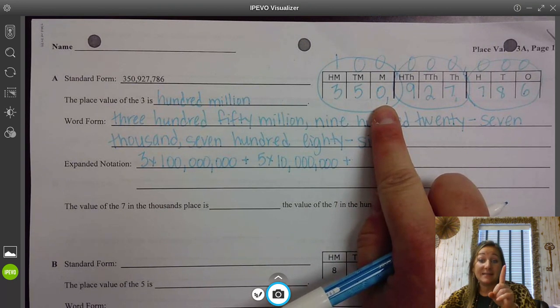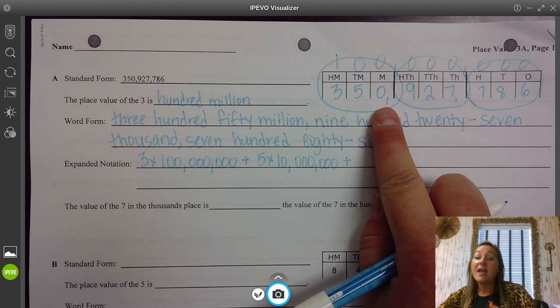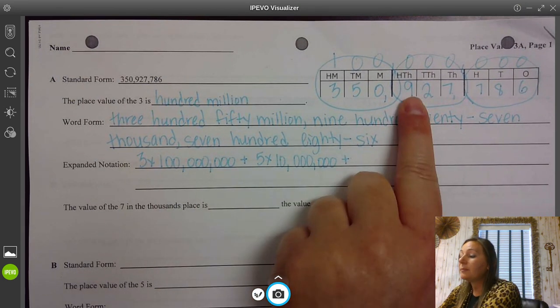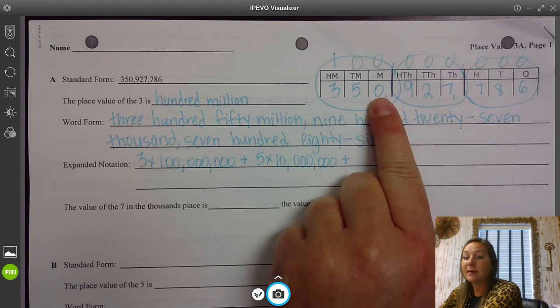But there will be times where they will give it to you in expanded notation, and then you have to put it in standard form. If they do not expand a place value, you still need to put that 0 there to keep that place value spot. Okay, so that's when it becomes tricky. So now I'm going to move on to the 9. I skipped the 0, move into the 9.